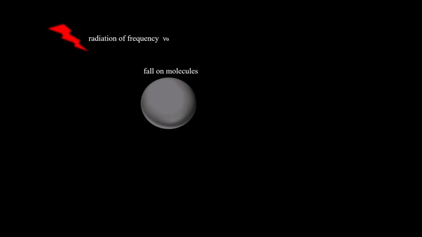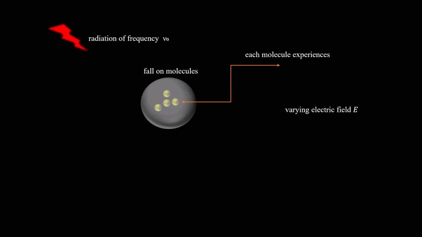When radiation of frequency nu 0 is allowed to fall on molecules, each molecule experiences a varying electric field. How does each molecule experience a varying electric field? Light is a type of electromagnetic wave. It is made up of two parts, an electric field and magnetic field. As the light wave moves, the electric field keeps changing direction and strength. This changing electric field is what interacts with the molecules.